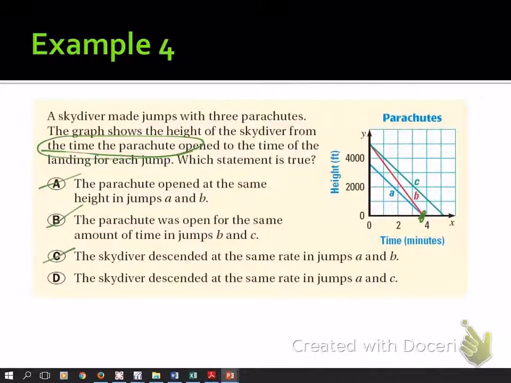Okay? So that answer choice is out, which leaves us with D, which says that in jump A and jump C, the skydiver descended at the same rate, which means that the slope was the same. Okay? Well, we would have to check that. We would have to find the slope of A, right? Which we would have to do some estimating. Okay? But we could find the two slopes for A and C and discover that the two slopes are exactly the same. So the rate of descent, they are descending at the same rate, and so our answer here is D.